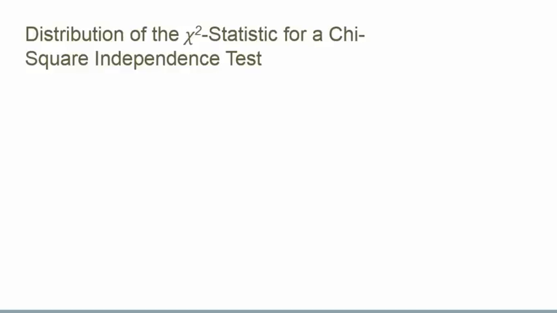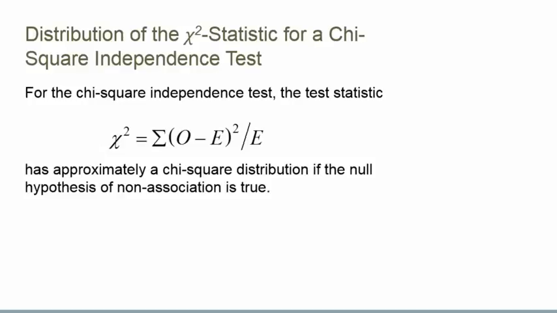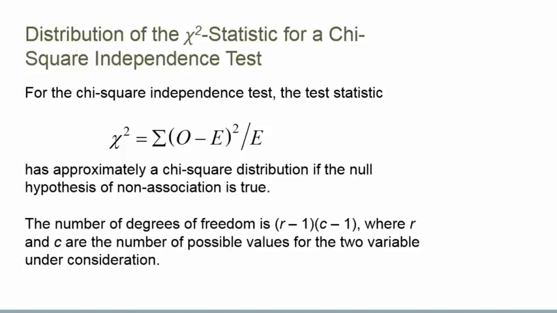Distribution of the chi-squared statistic for a chi-square independence test. For the chi-square independence test, the test statistic chi-square equals the sum of (O minus E) squared divided by E. It has approximately a chi-square distribution if the null hypothesis of non-association is true. The number of degrees of freedom is (R minus 1) times (C minus 1), where R and C are the possible values for the two variables under consideration.